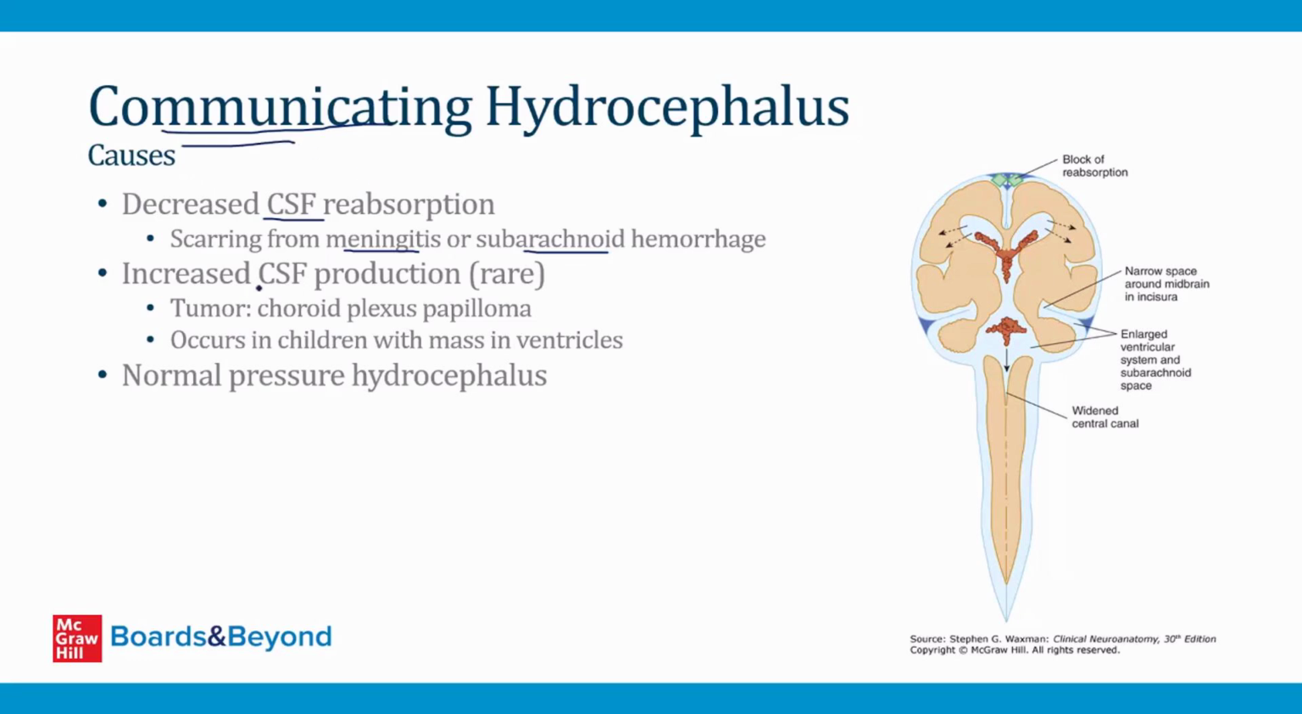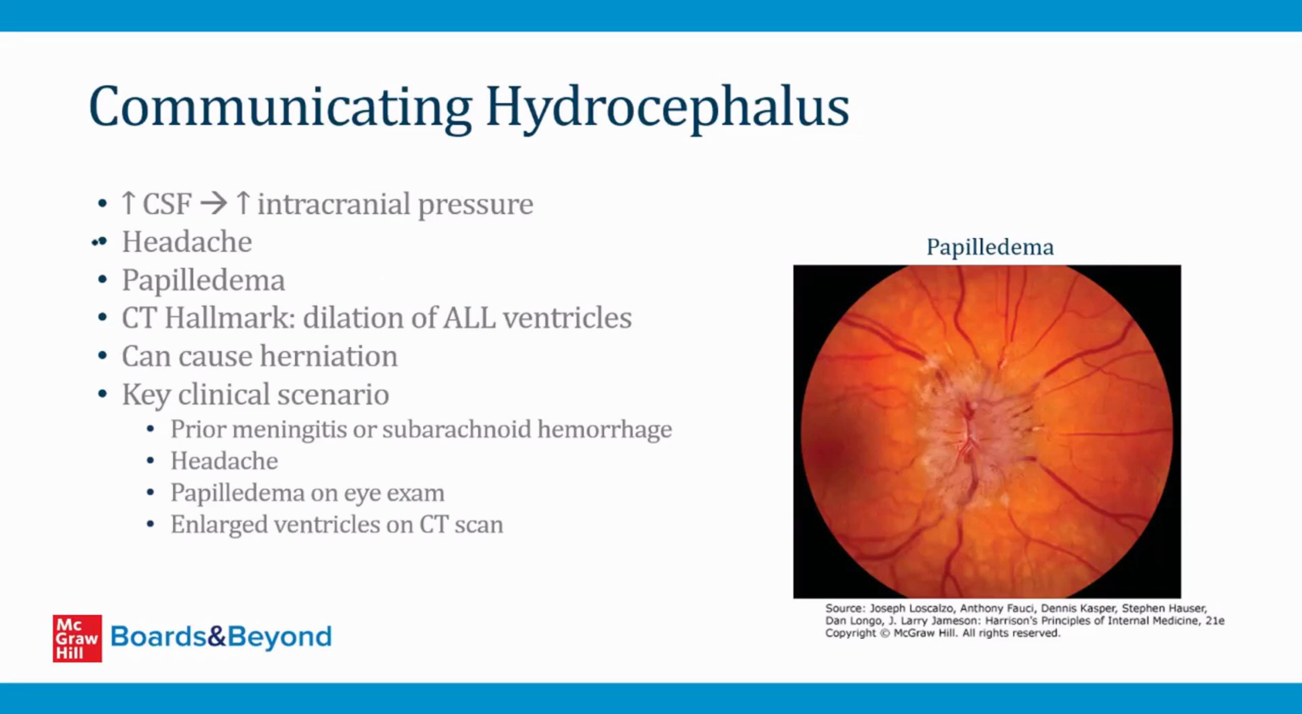Very rarely, you can see communicating hydrocephalus from increased CSF production. This can happen in children who have rare tumors called choroid plexus papillomas that produce CSF. And so these children can present with a mass in one of the ventricles and clinical signs of elevated ICP and hydrocephalus. And then finally, there's a special condition we're going to talk about shortly called normal pressure hydrocephalus, where all the ventricles can communicate with one another, there's no obstruction, and the pressure of the CSF is not elevated, but nevertheless hydrocephalus occurs.